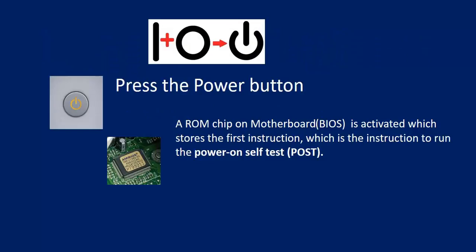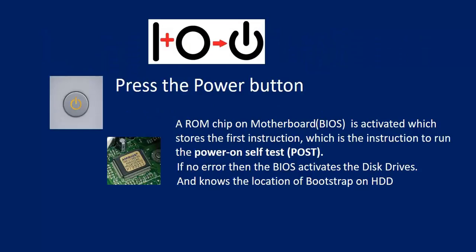BIOS. BIOS is a ROM chip on the motherboard, and it gets activated and it stores the first instruction to be executed. It has the instructions to run the power on self test, or in short, we call it POST. The function of POST at the time of starting is checking for errors, whether all the hardware, including processor, RAM, and other things are working or in functioning condition or not.